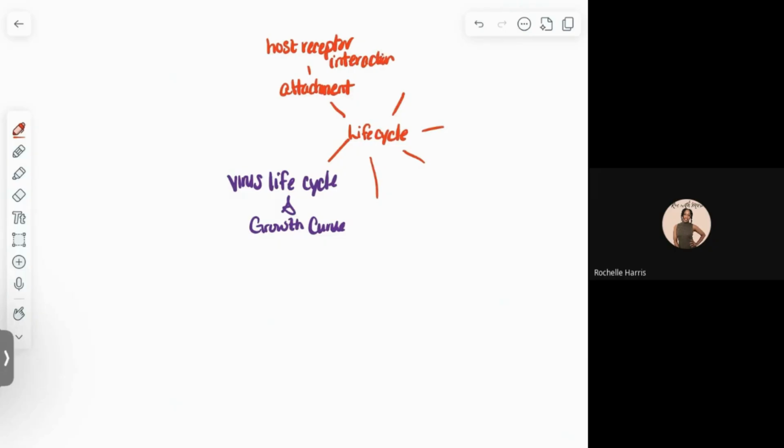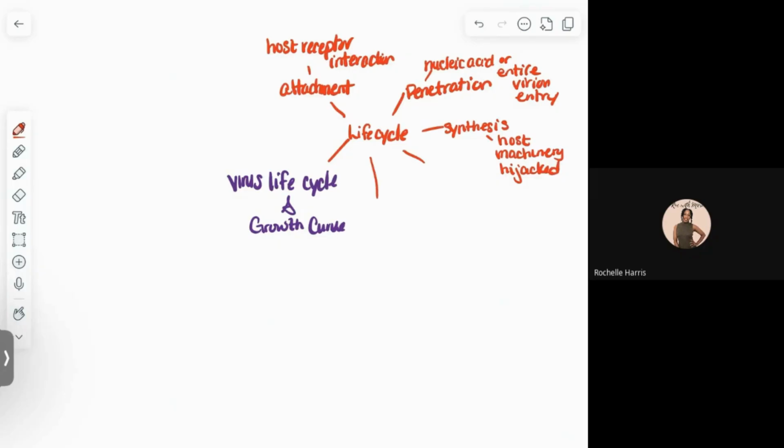Uncoating may occur simultaneously or shortly after penetration, releasing the viral genome into the cytoplasm or nucleus, depending on the virus. Once inside, the virus enters the synthesis stage where it hijacks the host machinery to replicate its genome and direct the production of structural proteins, enzymes, and regulatory molecules. The assembly stage follows, in which newly synthesized viral components spontaneously self organize into complete virions.